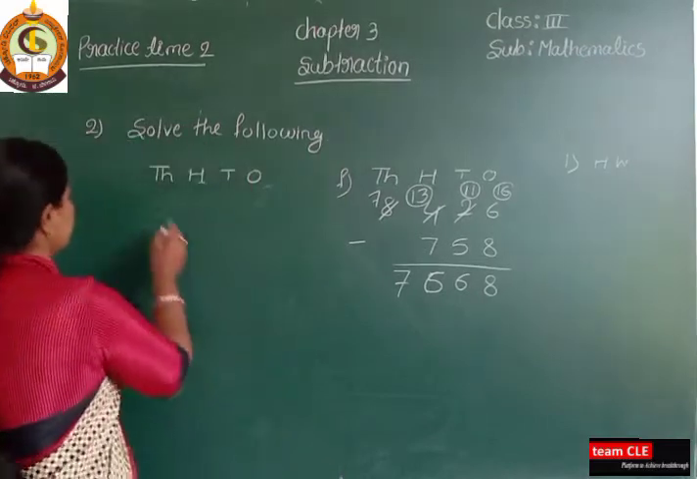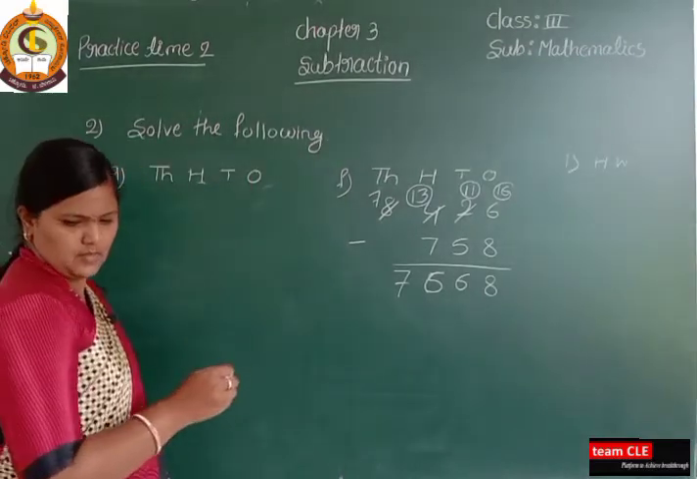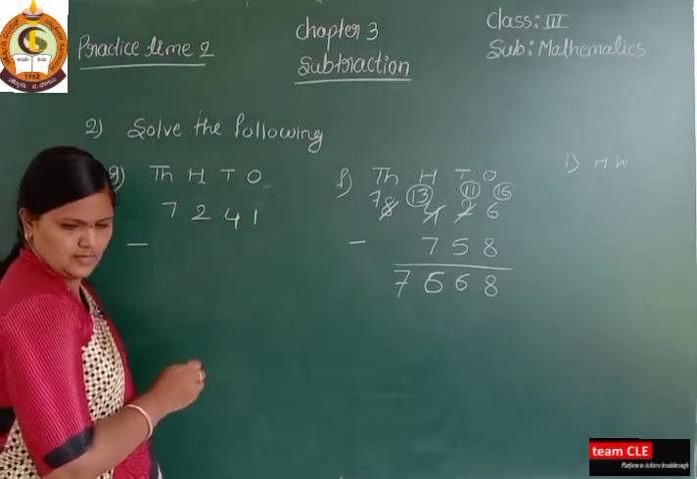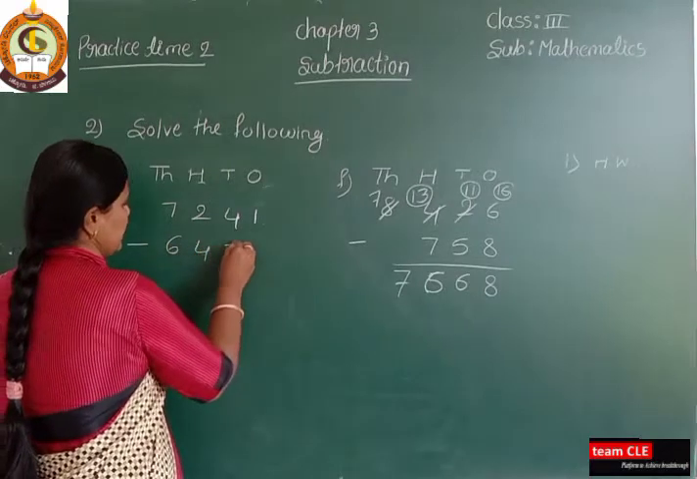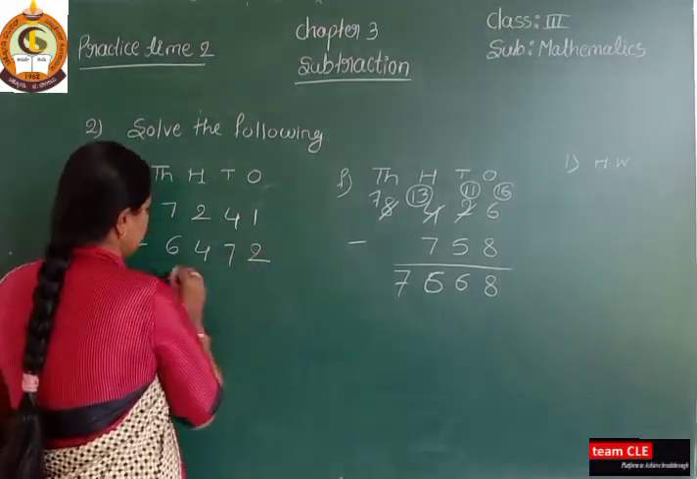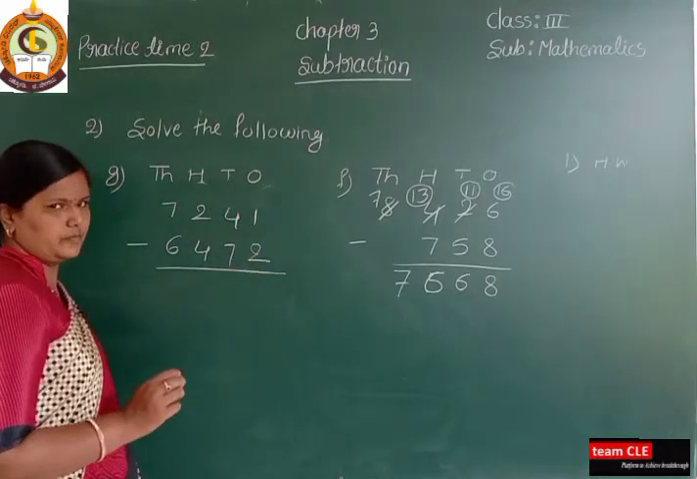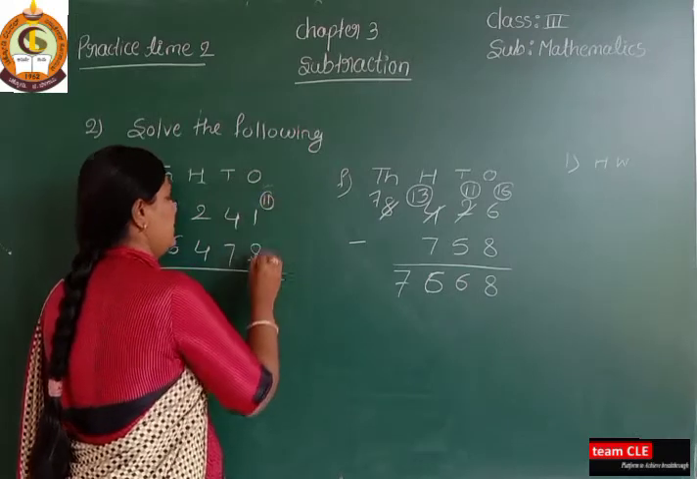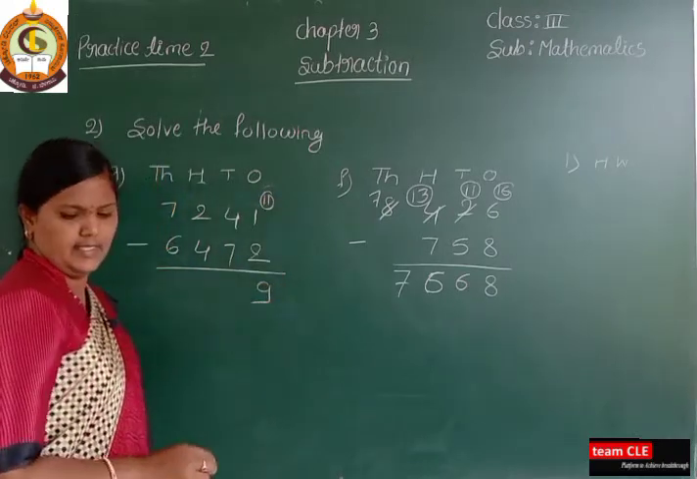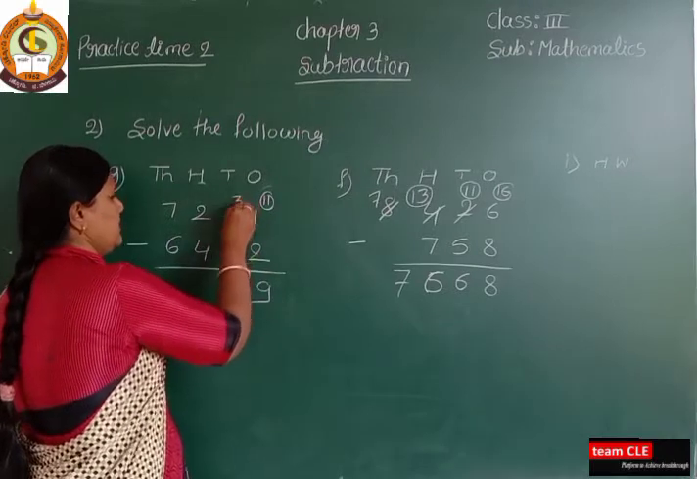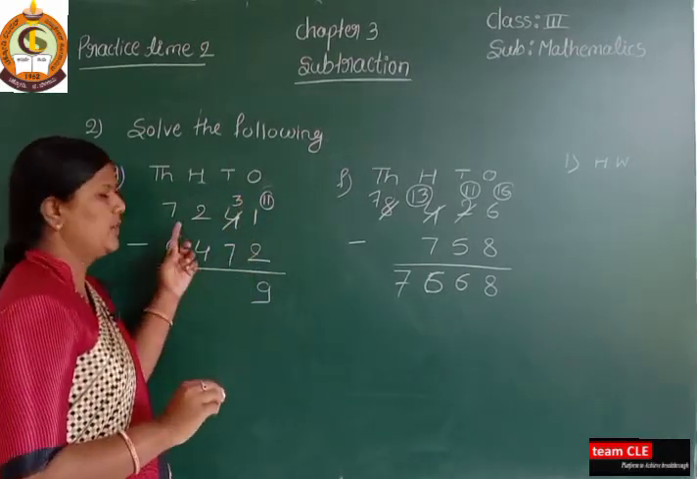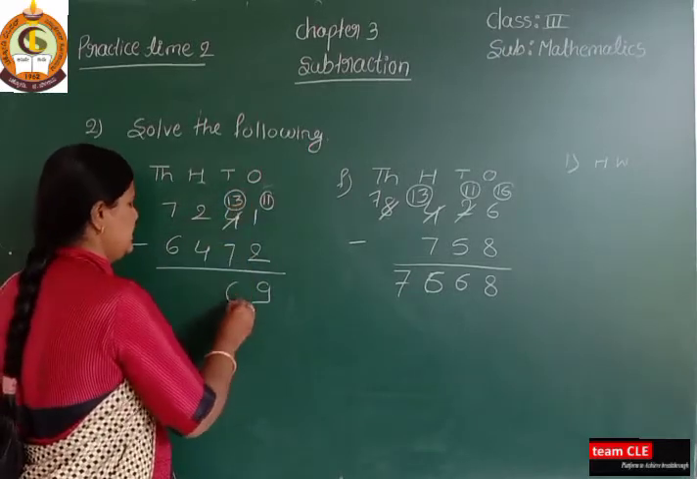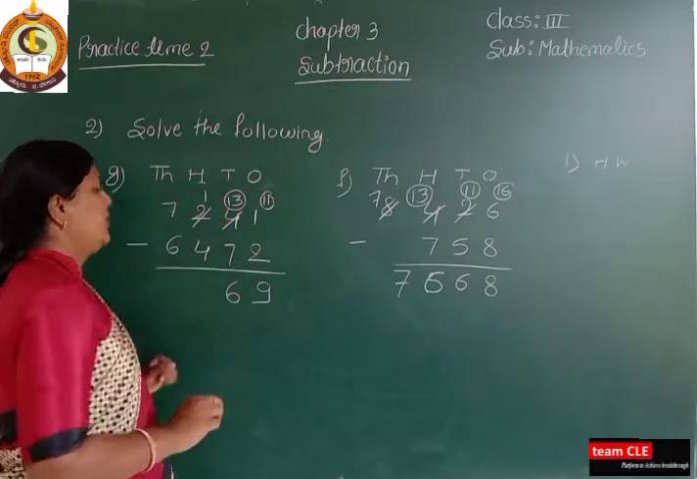G1 problem. 7,241 minus 6,472. 1 minus 2. 1 is less than 2, so you have to take a tens group. 10 plus 1 is 11. 11 minus 2 is 9. Yes. Next, instead of 4 here, 3 remains. That 3 is less than 7, so again you have to take one tens group. That 10 plus 3 is 13. 13 minus 7 is 6. And instead of 2 here, 1 remains.